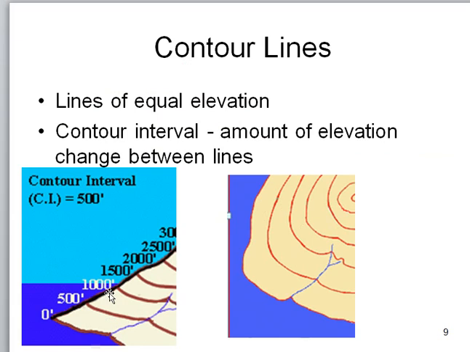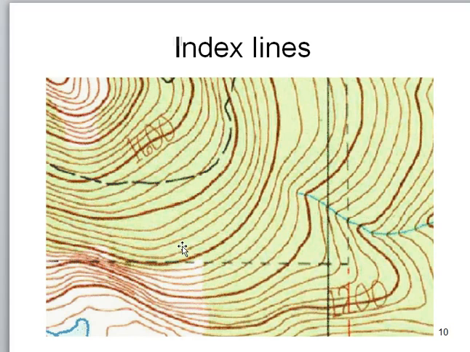So the contour lines give equal elevation. The contour interval tells you how much change is between each of these contour lines as you go up in elevation. On a USGS topographic map, the contour lines are assisted by what's called an index line. An index line is a bolder line, and usually every fourth contour line has the elevation mark on it. So this elevation is 1,200 feet above sea level.